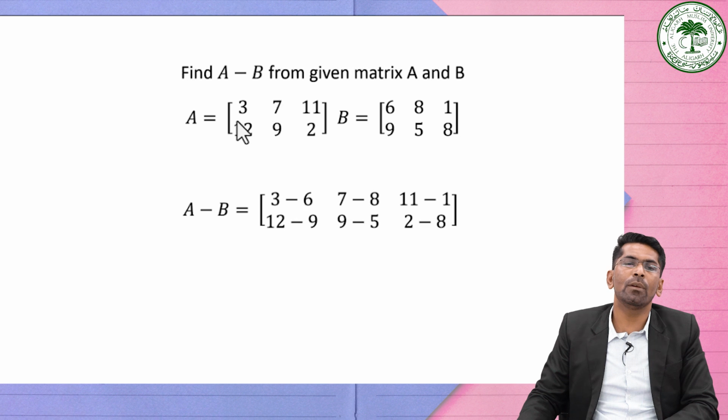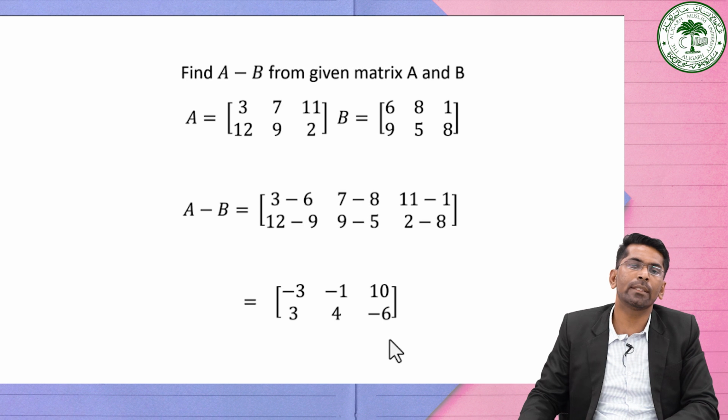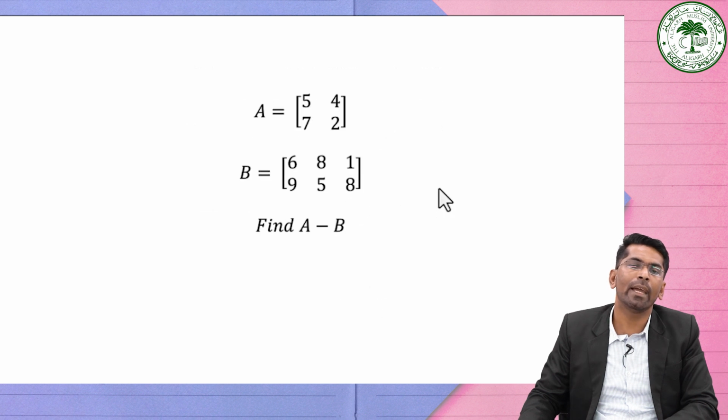So A minus B is equal to 3 minus 6, 7 minus 8, 11 minus 1, 12 minus 9, 9 minus 5 and 2 minus 8. If you go for simplifying it, 3 minus 6 is minus 3, 7 minus 8 is equal to minus 1, 11 minus 1 is equal to 10, 12 minus 9 is equal to 3, 9 minus 5 is equal to 4, 2 minus 8 is equal to minus 6. So in this way you can find the subtraction of matrix B from matrix A.